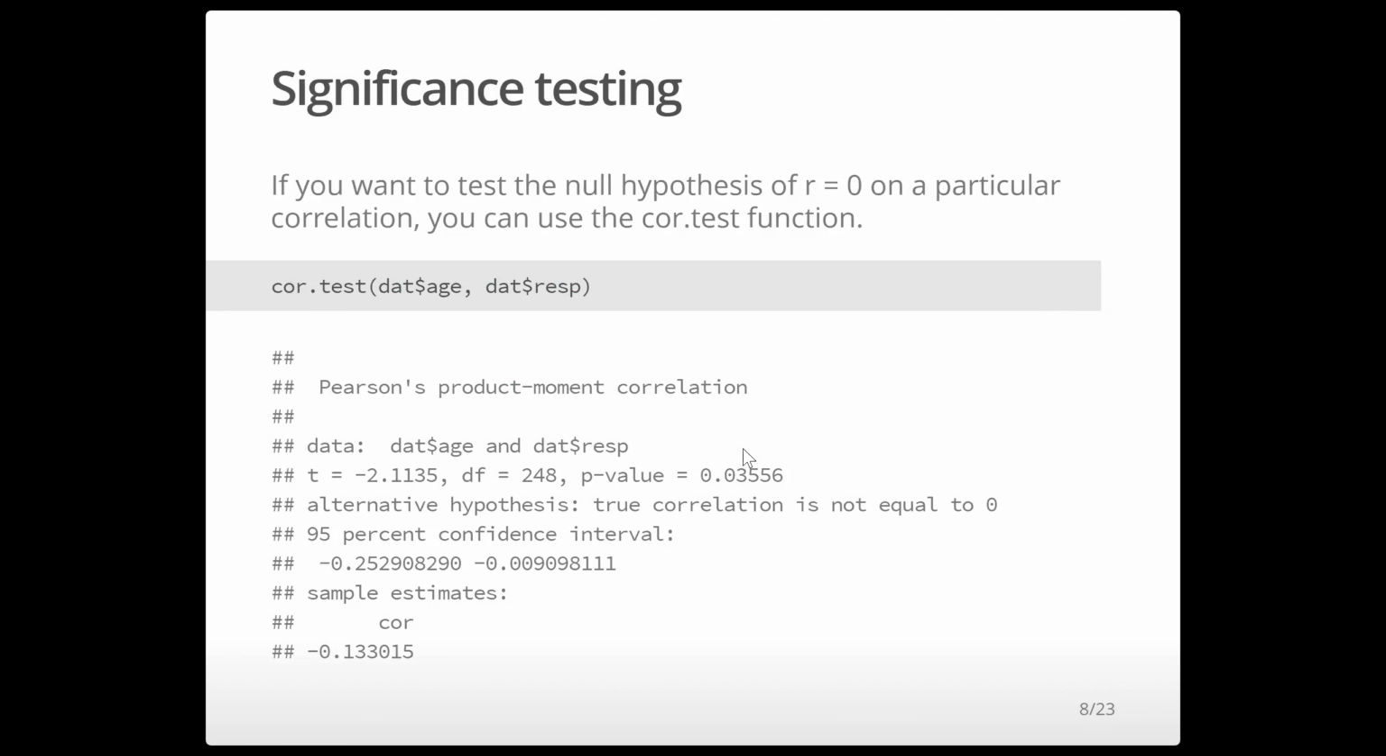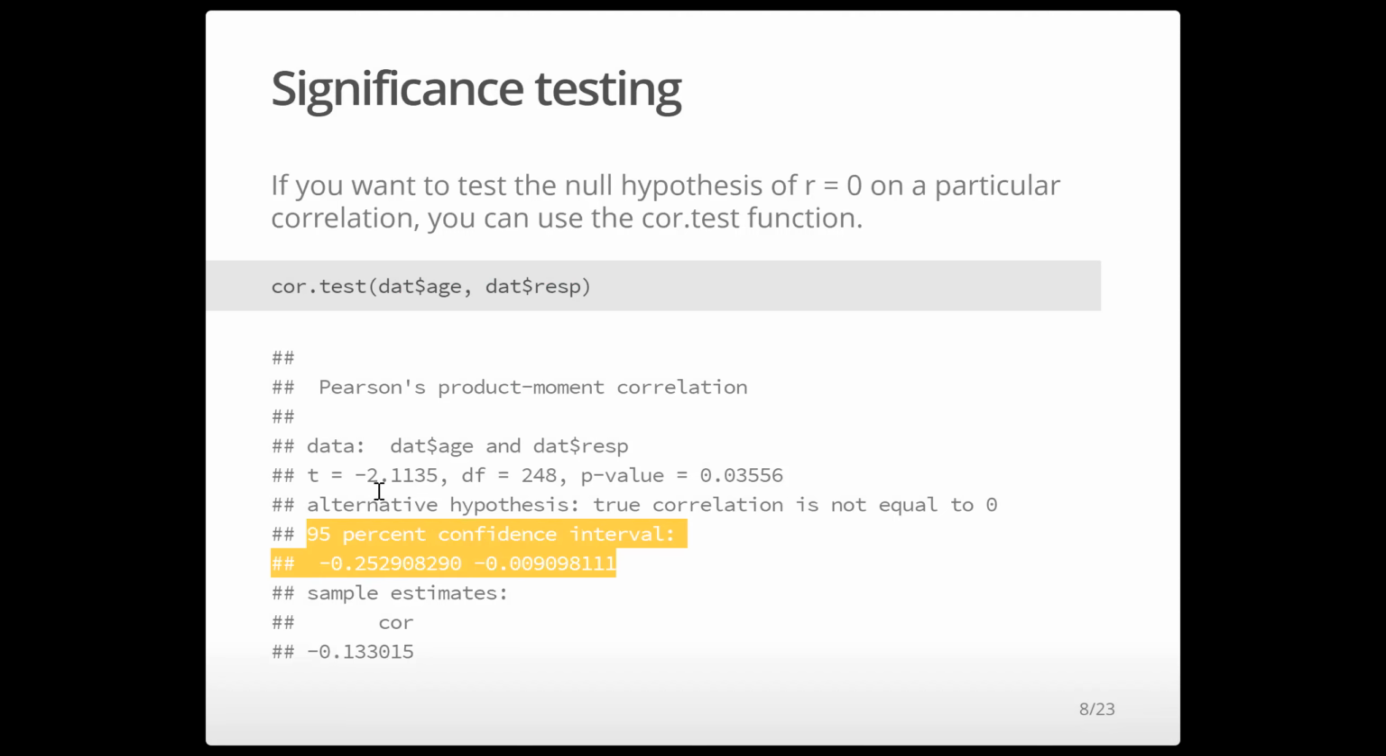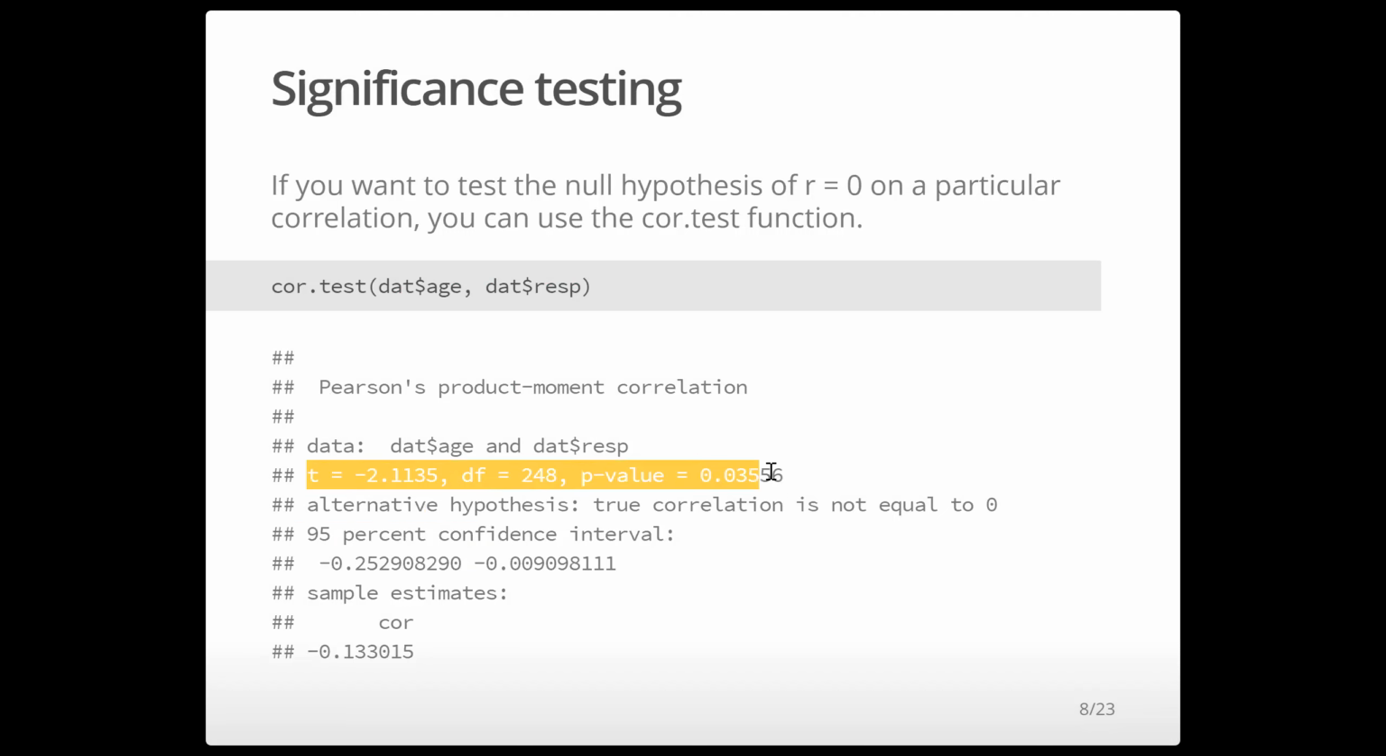We can test the null hypothesis of the correlation equals 0 on a particular correlation using the cor.test function. And so you see this gives us quite a bit more information. It does give us our correlation down here at the bottom. It gives us a 95% confidence interval, as well as a test statistic, degrees of freedom, and a p-value.